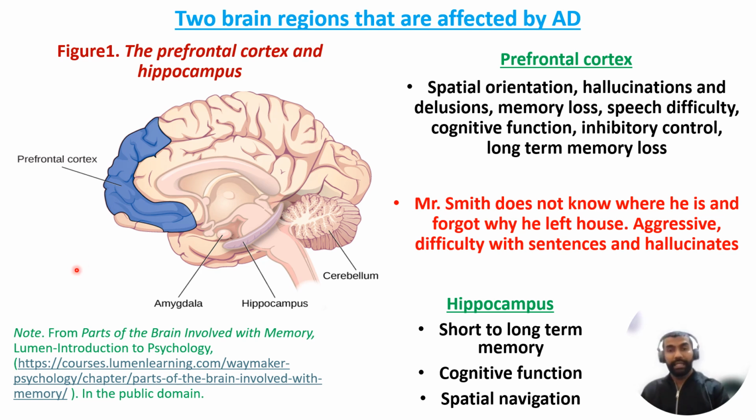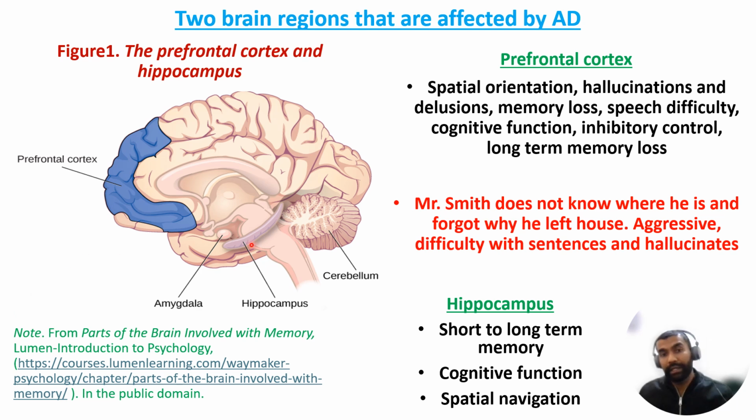Individual can hallucinate, can have delusions, memory loss, can affect your speech ability, can also have cognitive function affected, and inhibitory control with long-term memory loss. By what that means is someone can start walking when the traffic is still on and the green light is still on. They can't stop, think, and stop themselves from moving forward.